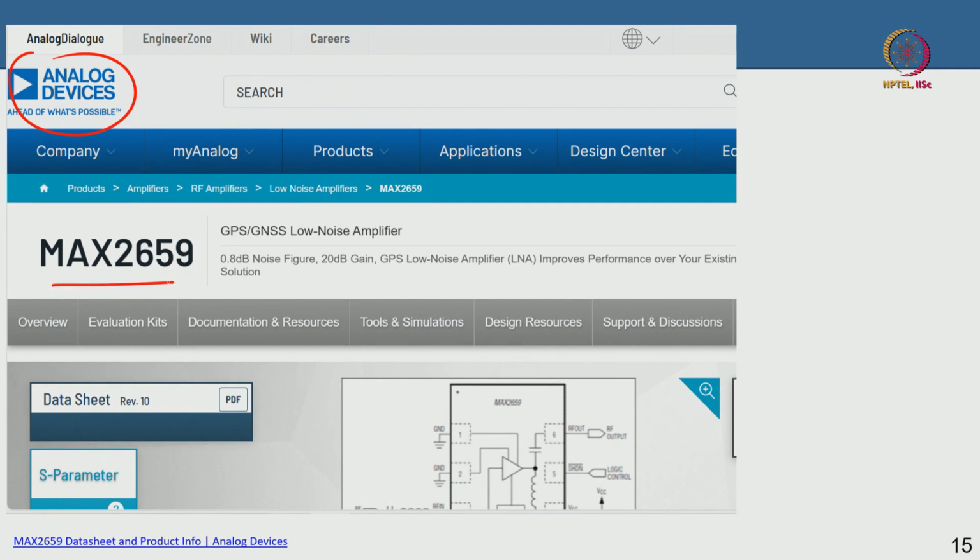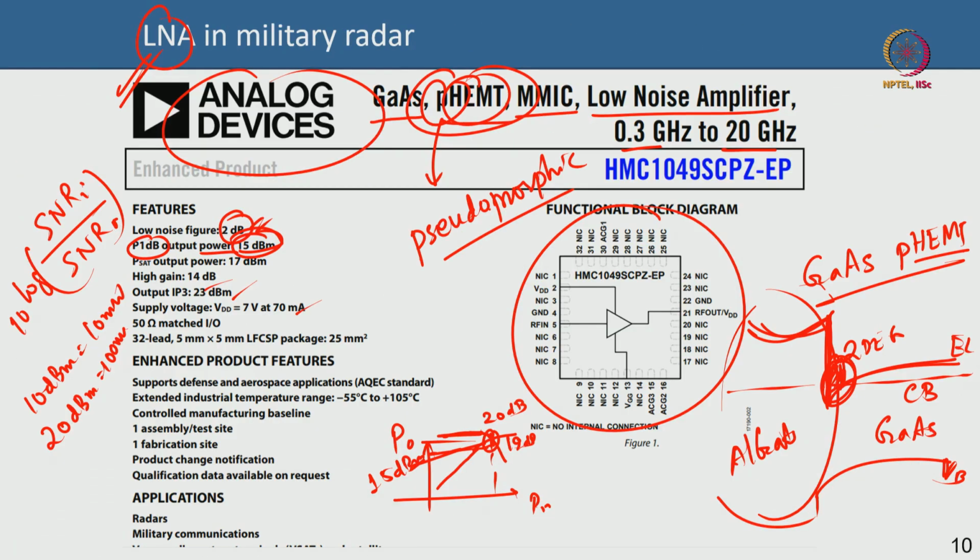This is a product name. This is a low noise amplifier that is used for GPS, global navigation system, GNSS also. And look at the noise figure, 0.8 dB, it's excellent. 0.8 dB noise figure is excellent, and that is much better than the 2 dB noise figure that we talked about in a military radar.